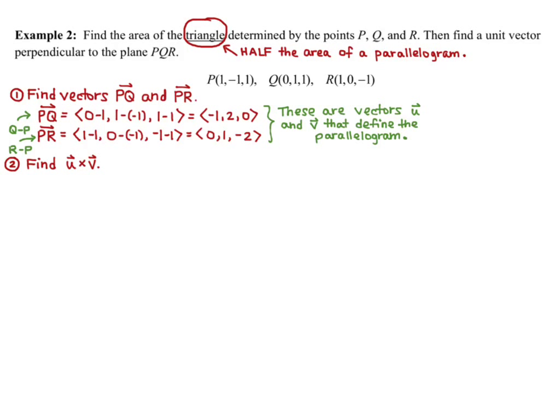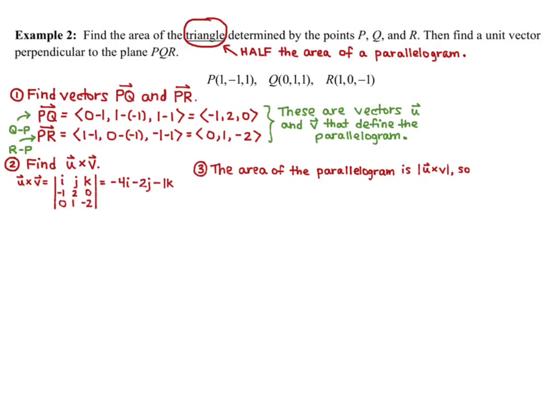So now I want to find u cross v. So I'll set up my matrix: i, j, k, and then u in the second row, v in the third row. So if you've tried it, you'll get negative 4i minus 2j minus 1k. And we know that the area of the parallelogram is the magnitude of u cross v. So the area of the triangle is going to be that magnitude divided by 2.